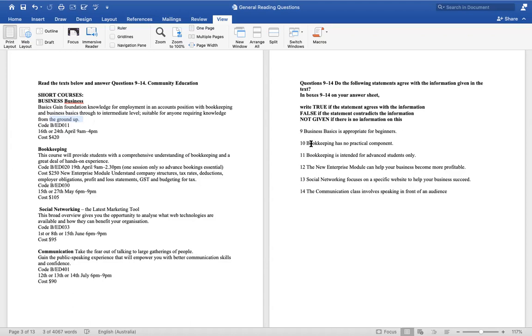So the second question. We underline our keywords, try to understand, and then compare it with the given passage. Bookkeeping has no practical component. Practical component is our keyword. What is the synonym for practical component? Practice, on the job experience, work experience, and all that. So here the answer is hands-on training, hands-on experience. This course will provide students with a comprehensive understanding of bookkeeping and a great deal of hands-on experience. So the answer is false because it does have. Question number 10 is false.